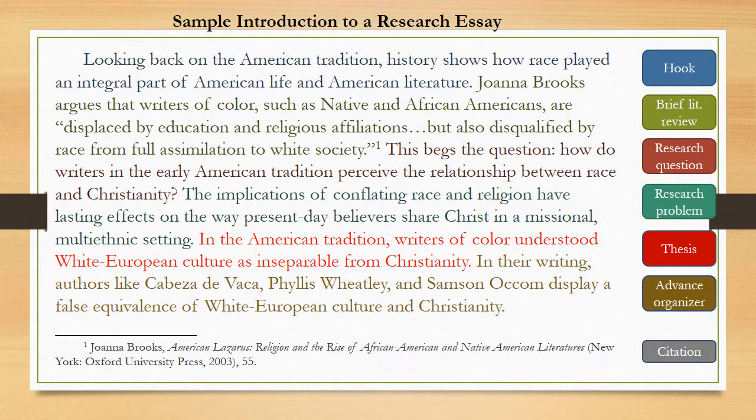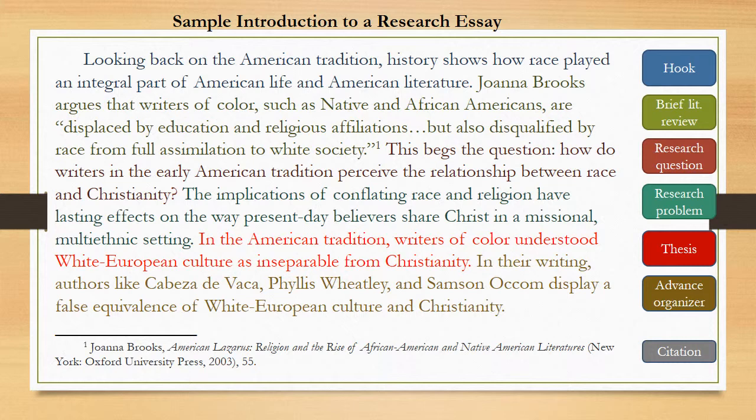Looking back on the American tradition, history shows how race played an integral part of American life and American literature. Joanna Brooks argues that writers of color, such as Native and African Americans, are displaced by education and religious affiliation, but also disqualified by race from full assimilation to white society. This begs the question, how do writers in the early American tradition perceive the relationship between race and Christianity?